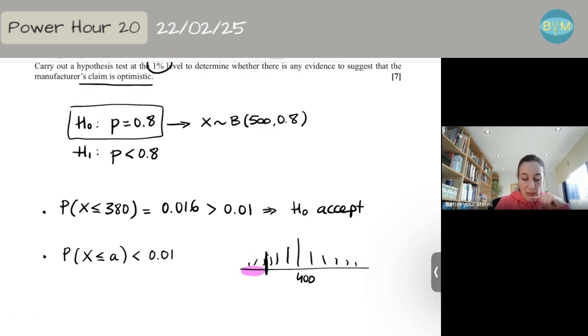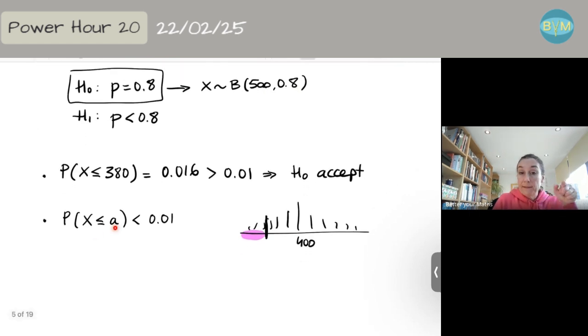How do I find this value? If I have the tables, I can use the tables. That happens in the Excel questions, but the tables only go up to n equals 50, so we are not going to find 500. There are only a few tables, so we are going to use the calculator. We are going to put values here until we find the first one that is smaller than 0.01. So if you go again to the binomial, you are going to change the values of x until you find the first one that is smaller than 0.01.